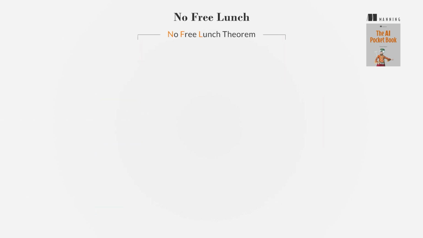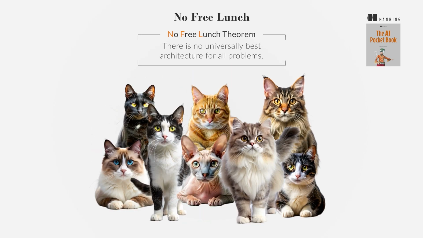The no free lunch theorem states that there is no universally best architecture for all problems. Each problem requires a dedicated architecture tailored to its specific needs. Current AI progress is driven by designing specialized solutions for each task.